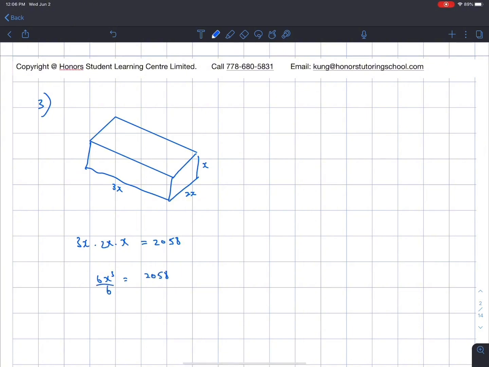We can divide both sides by 6 to get x to the power 3 equals 343. And now we can take the cubic root on both sides. We should get x equals 7. We are not finished yet. The length is 3 times x, and x is 7. So the length is 21. This is 21 centimeters.